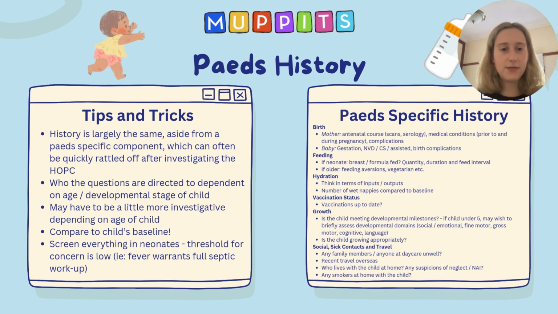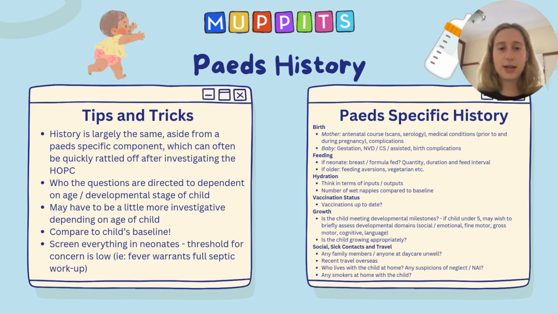In terms of feeding, if it's a neonate, you want to know are they breast or formula fed or both. You want to also know about quantity, duration, and feed interval. And in older children, you want to know about any feeding aversions and any special diets as well. Like if they're vegetarian, then they might be more predisposed, obviously, to different vitamin deficiencies or nutritional deficiencies. Hydration, think of it in terms of inputs and outputs. And a very useful question to sort of ask about dehydration is, in a neonate, asking about the number of wet nappies compared to how many they usually produce a day.